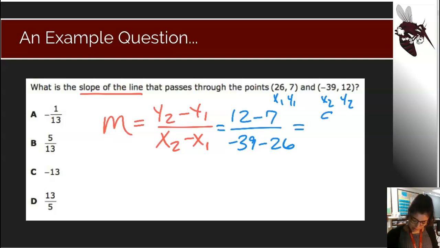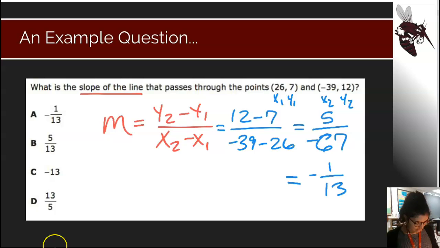12 minus 7 is 5. Negative 39 minus 26 is 67. Oh, negative 67. But that's not an answer choice. I do have to reduce my answer choice here. So when I reduce, yep, that's right. When I reduce this, I'm going to get negative 1 over 13. Yes, that is correct.